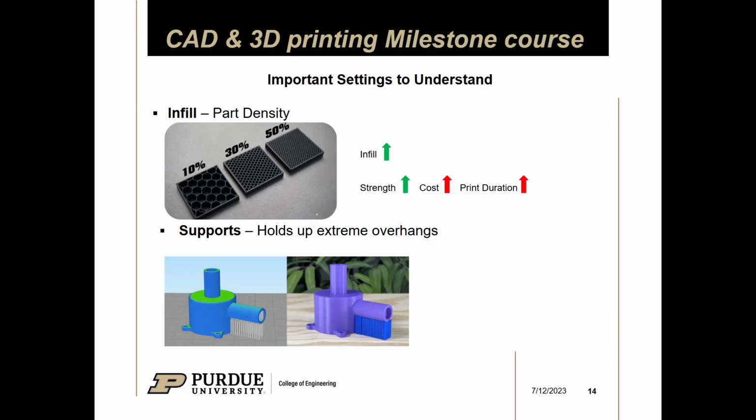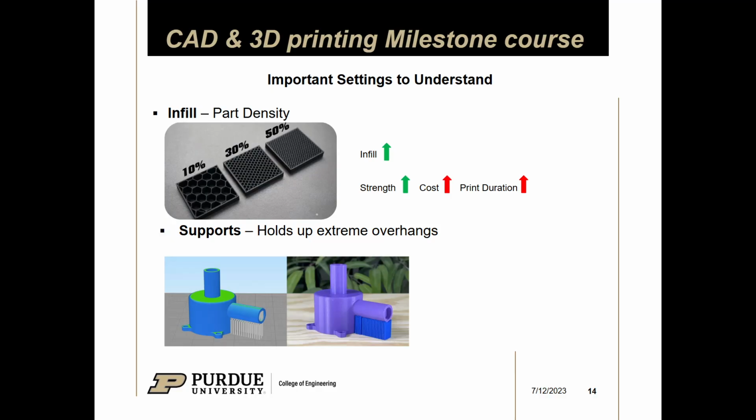For supports, you'll sometimes encounter situations where you import a geometry to print something that is physically impossible for the printer to replicate. For FDM printing, you typically can't print things out of thin air because there's gravity and things will droop, right? So sometimes we'll add a sacrificial material.